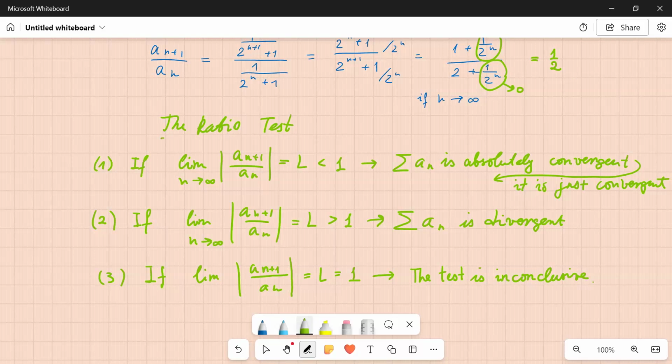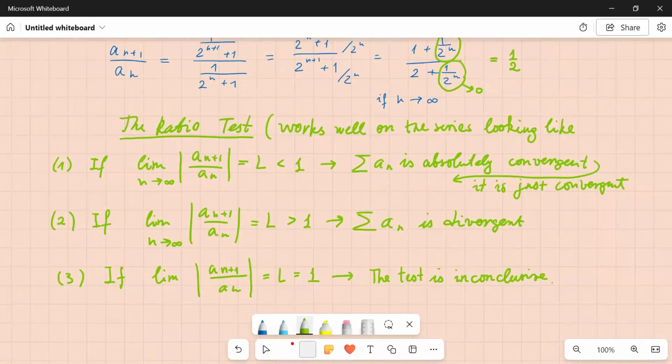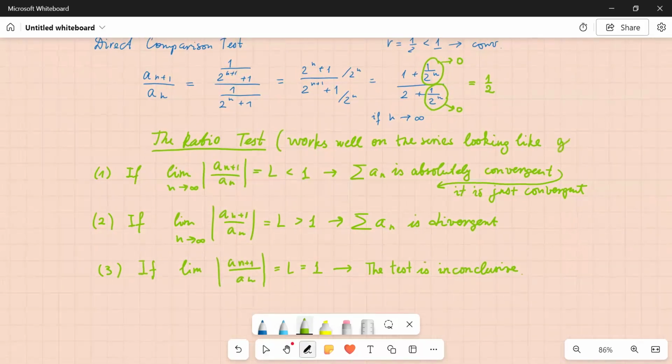So the ratio test works well on series looking like geometric. I'm sorry, I'm going to make it a little bit smaller. So not all our series are looking like geometric, right? Some of them are not. So the ratio test is going to work on those which are looking like geometric.